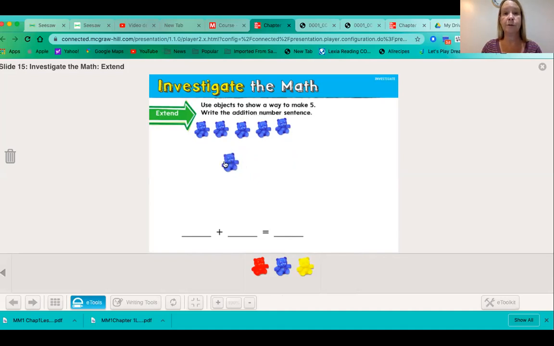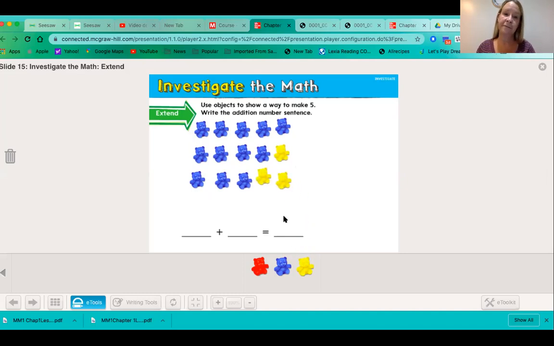Then I'm going to use 4 blue bears and 1 yellow bear. That makes 5 bears. This time I'm going to use 3 blue bears and 2 yellow bears. That makes 5. Then I will do 2 blue bears and 3 yellow bears to make 5.